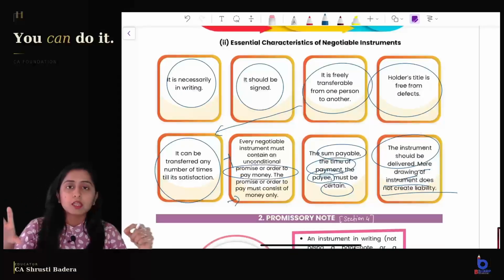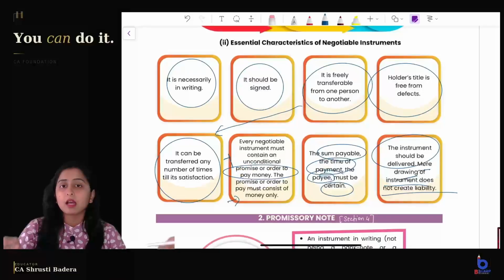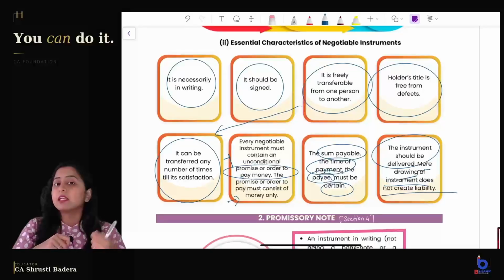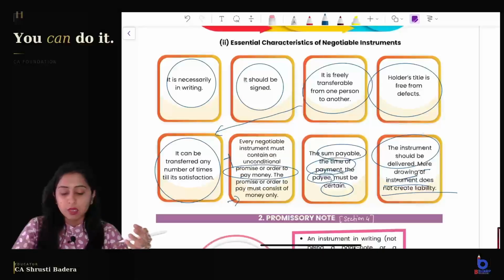If I draw a check in your favor and keep it in my drawer, I have even signed it, but if I have not delivered it to you, that does not mean that I am obliged to pay you, right? Delivery is important for liability to be created under the negotiable instrument.